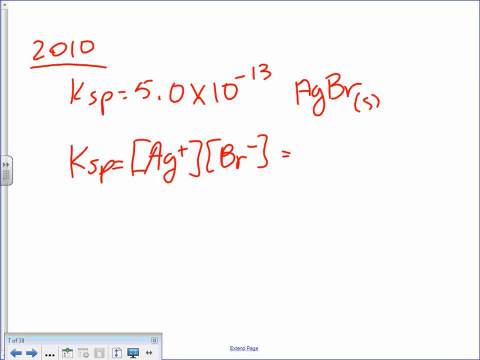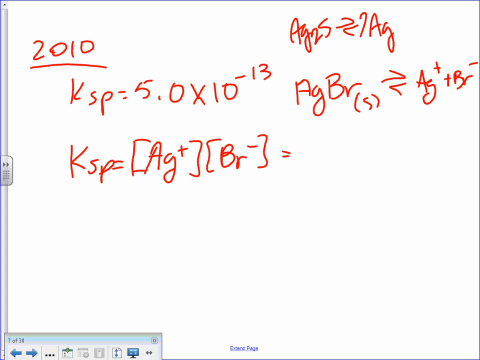Right, so we're thinking of this being a solid equilibrating to its two ions, and this one's an easy 1-to-1. What if it was like silver sulfide? Yeah, so if it was like silver sulfide, you would have two silver ions plus sulfide, like that, and you'd have to have Ag squared there if that were the case. But this is a 1-to-1, so we're easy peasy.